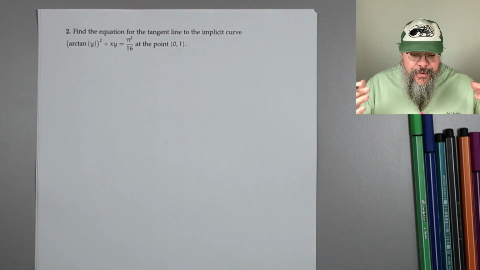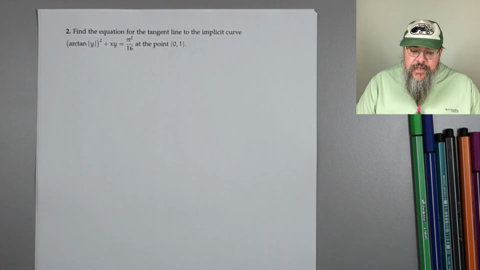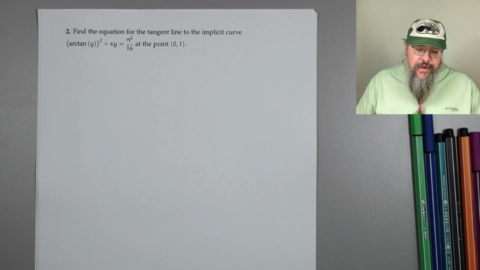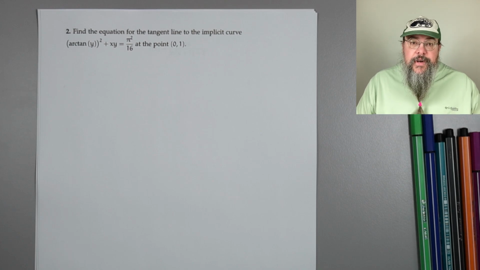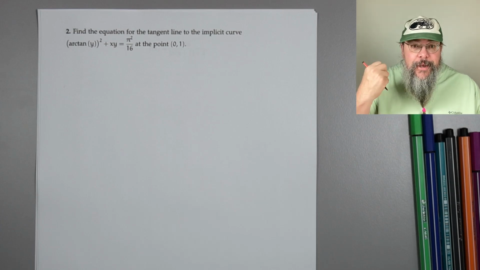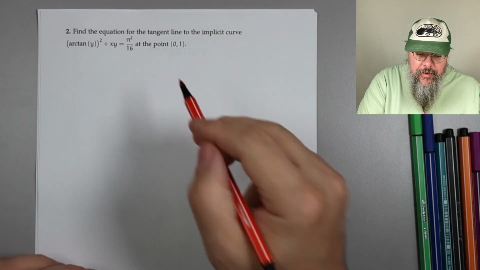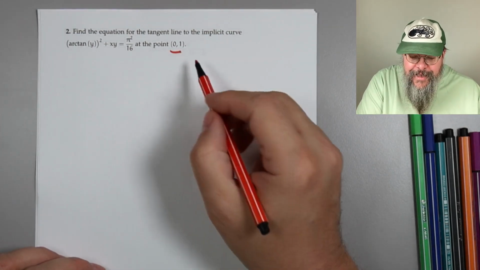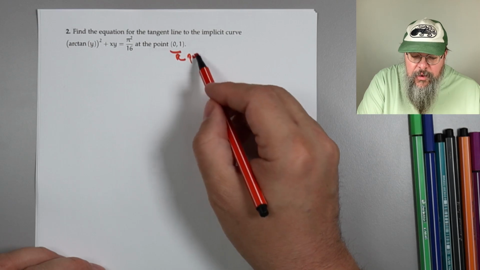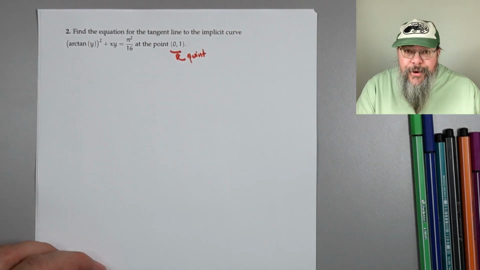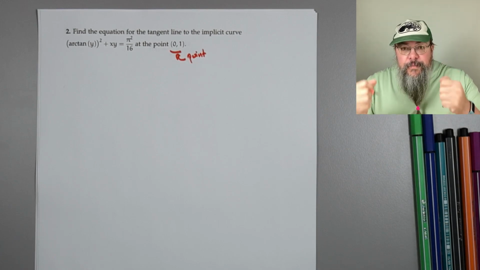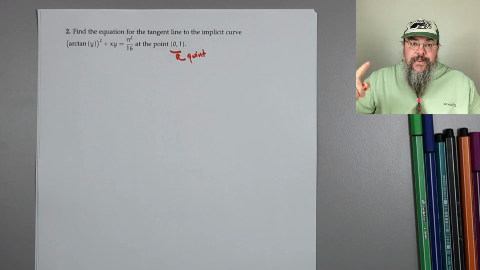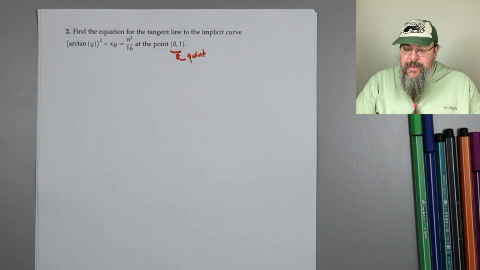All right, number 2. We're going to find the equation for the tangent line to the implicit curve, (arctangent y) quantity squared, plus xy equals pi squared over 16 at the point (0, 1). Good news. If we're looking for a line, we need 2 things. And they gave us 1 thing. Here's our point. So, what's missing? We need slope. How do we get slope? From derivative. So, slopes of tangent lines are derivative. So it's our great aha, we're going to do a derivative.